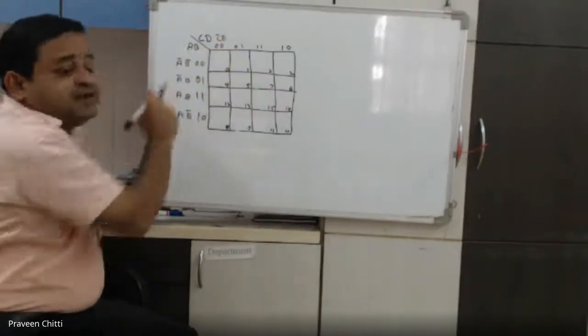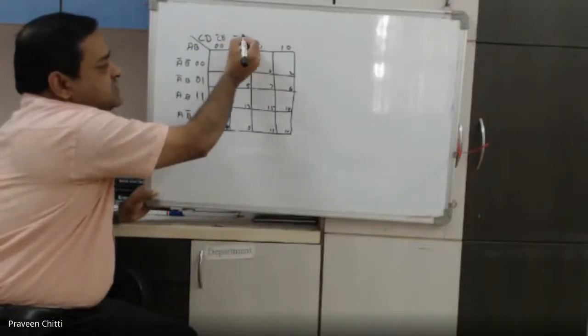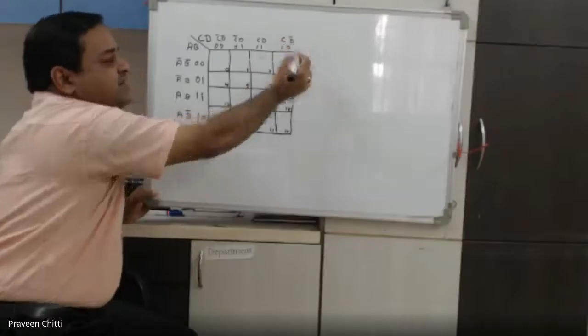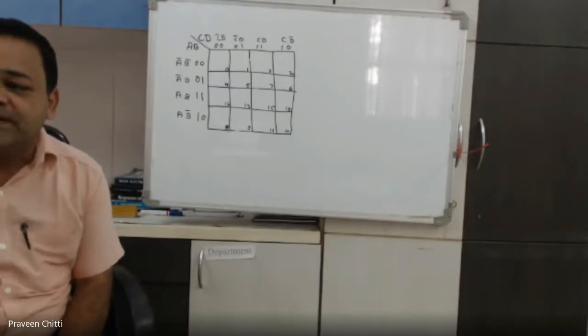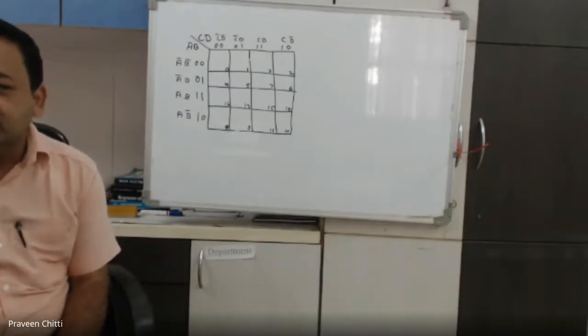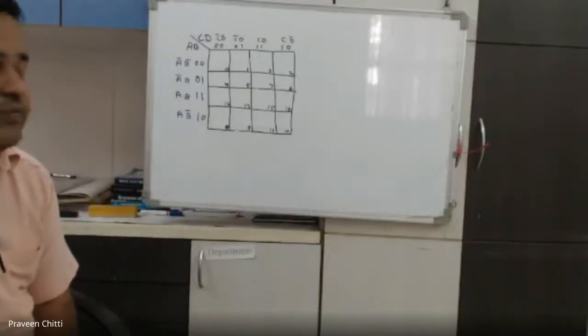0, 0 means what? In terms of CD, you have to write C bar, D bar. Next, C bar, D, CD, and CD bar. This is how you have to construct a 4-variable K-map. Is that clear? All of you understand what a 4-variable K-map is? Is that fine? Yes, sir. This is how we have to construct the 4-variable K-map.